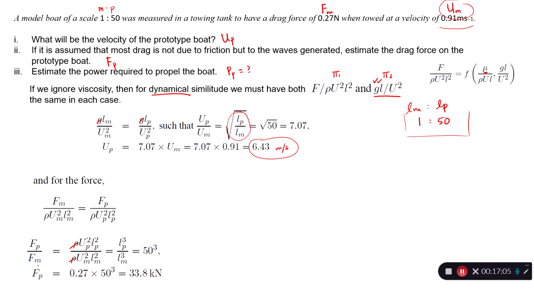So FP equals 50 to the power of 3 times FM. FM, I think, is given, right? 0.27 newtons, and this is the answer.